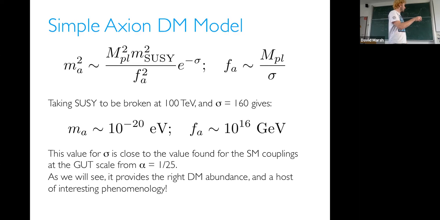This value of sigma is close to getting the GUT scale coupling right for the standard model. As you will see, this shows the parameters give us about the right dark matter abundance, and has all the fuzzy dark matter phenomenology that you hear about from the end.